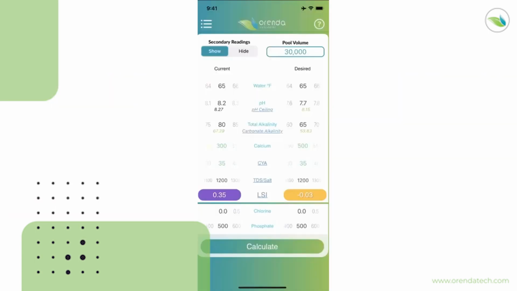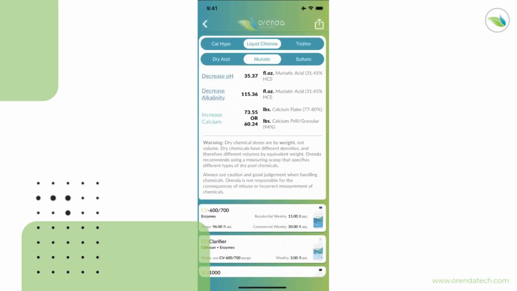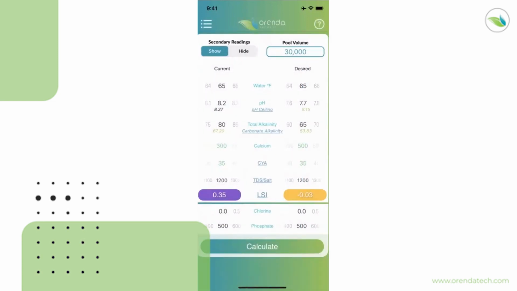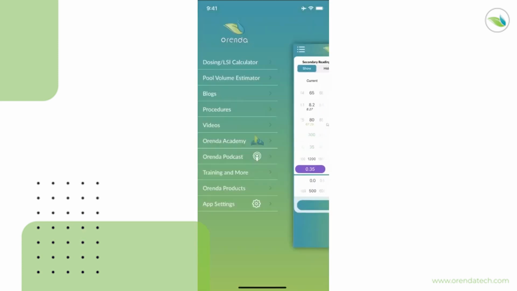Okay. Calculate. Now we get our doses and we know how to do it. We can follow the procedure that's shown in the main menu. If you go to procedures, find how to winterize a pool. Now you have your chemistry prescription. Follow that procedure and you're good to go.